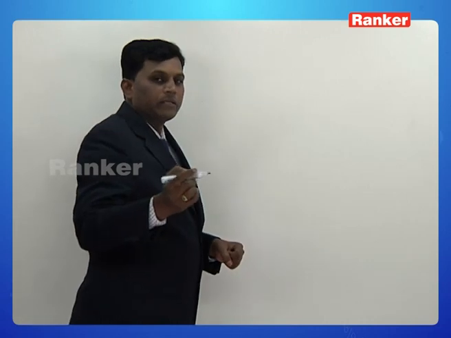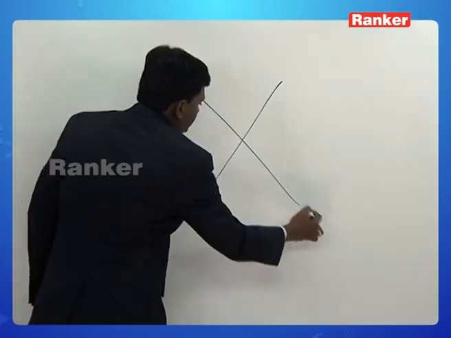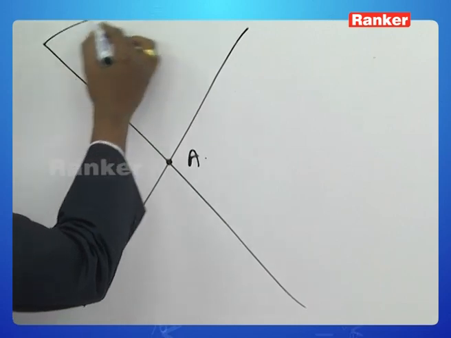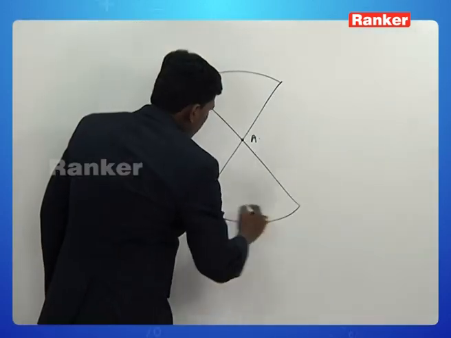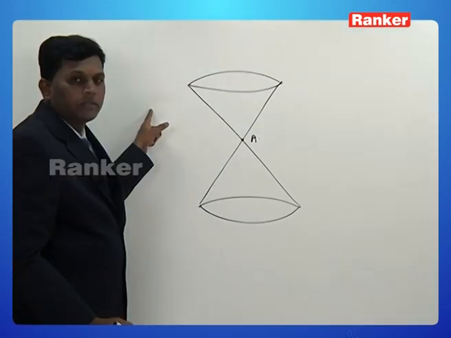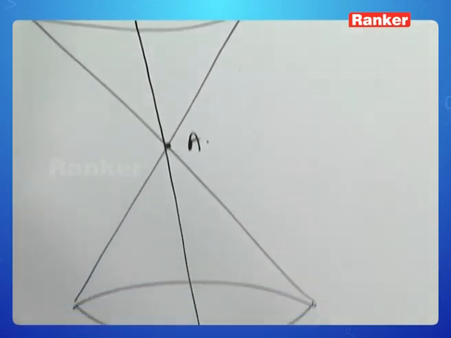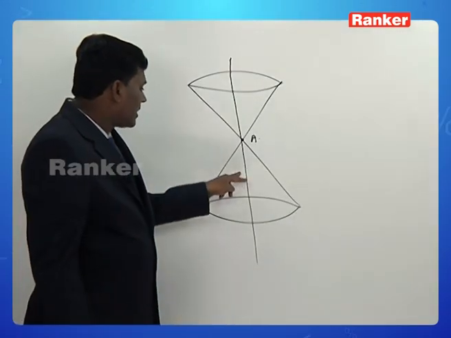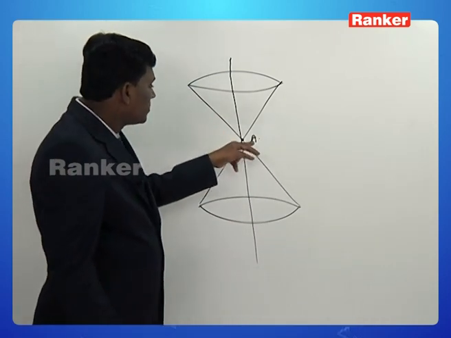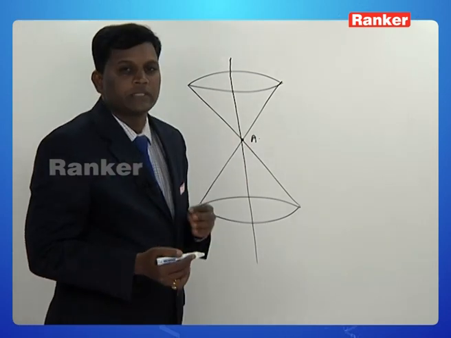Now I am selecting a double right circular cone with common vertex and common axis. A very important point is that I am selecting a double right circular cone with the common vertex, and the axis of these cones is also common. If you analyze this double right circular cone with common vertex and common axis, with the help of this we can trace out all the curves whatever I have discussed earlier.